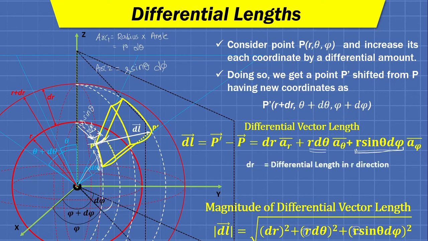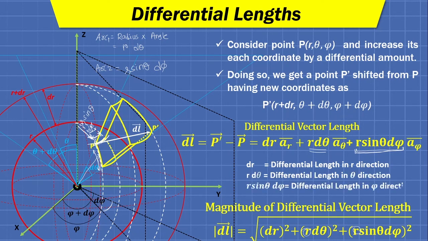Here dr is the differential length in the r direction, r d theta is the differential length in the theta direction, and r sine theta d phi is the differential length in the phi direction. You can easily witness this in this figure.